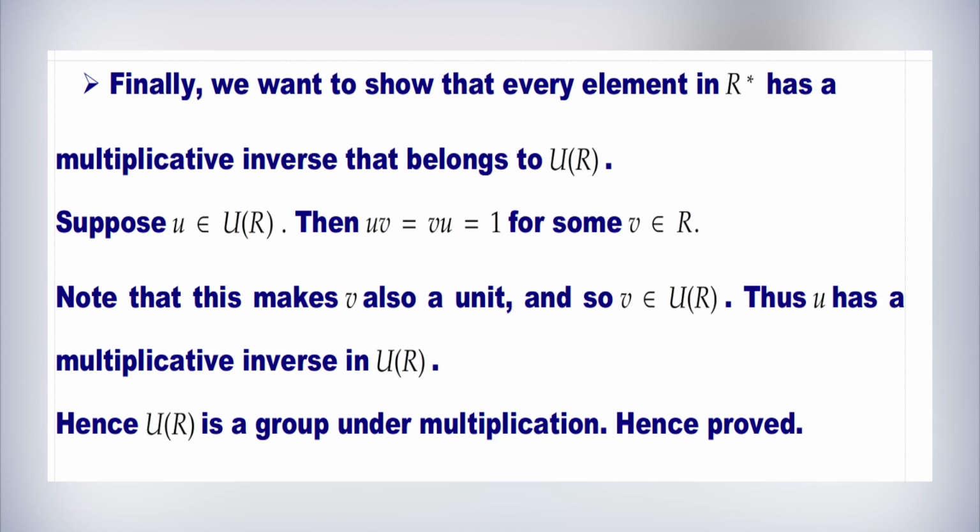Note that this makes v also a unit, and so v is in U(R). Thus, u has a multiplicative inverse in U(R). Hence, U(R) is a group under multiplication. Hence, we proved.